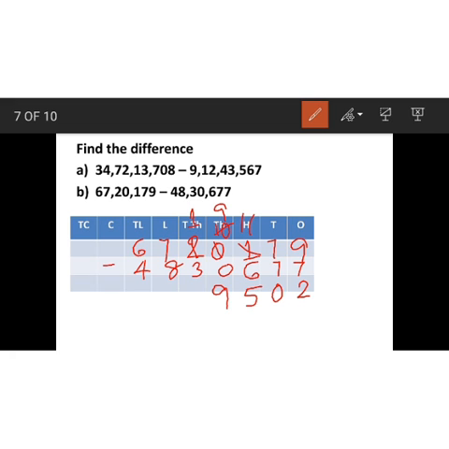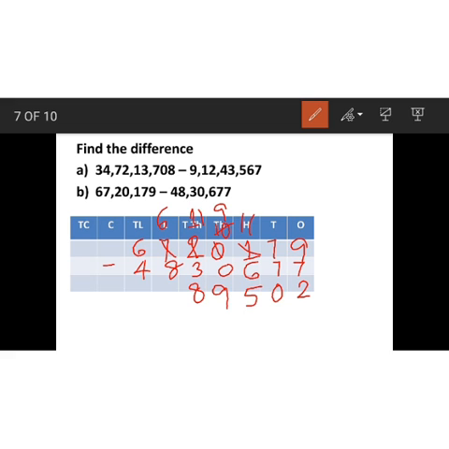Now 1 minus 3, we can't do that. So we'll borrow from the left. So here it will be 6 and it will be 11 here. 11 minus 3, we'll get the answer as 8.